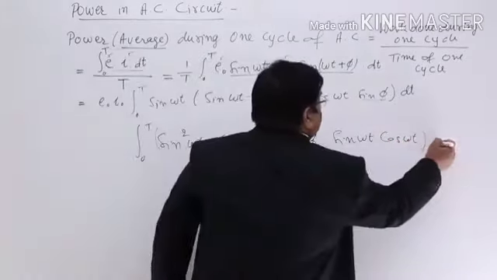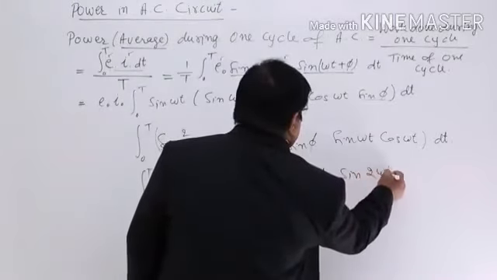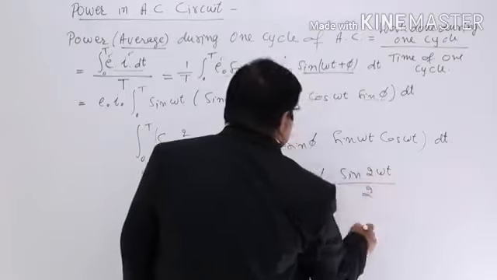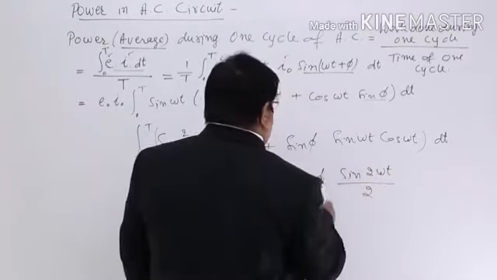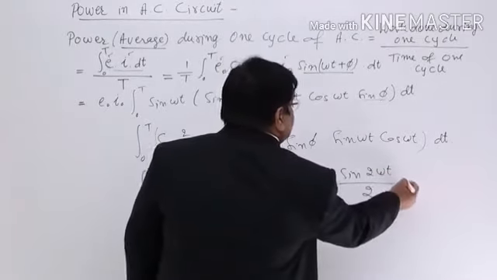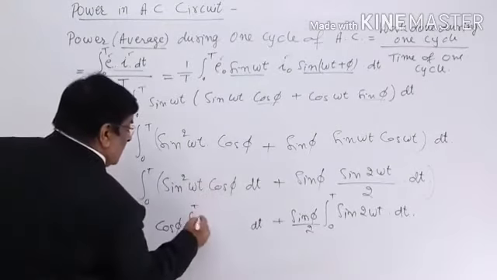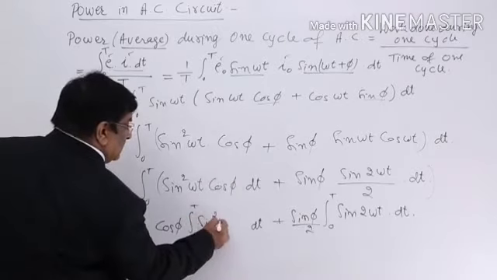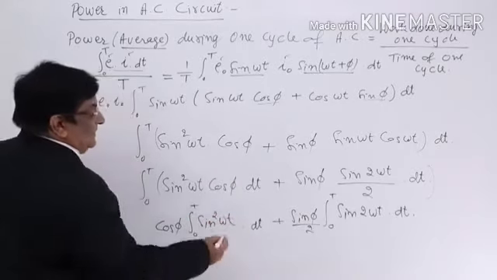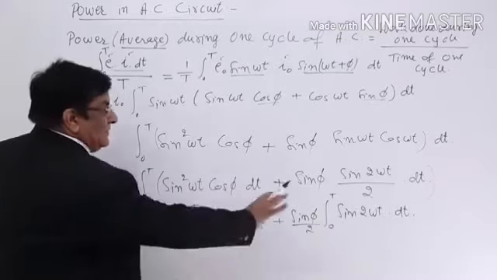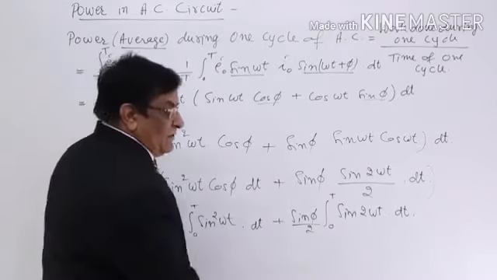And this whole dt. This is sine 2 omega t divided by 2, okay, dt, cos phi, integration 0 to T, sine square omega t multiplied by dt. Now we integrate them.